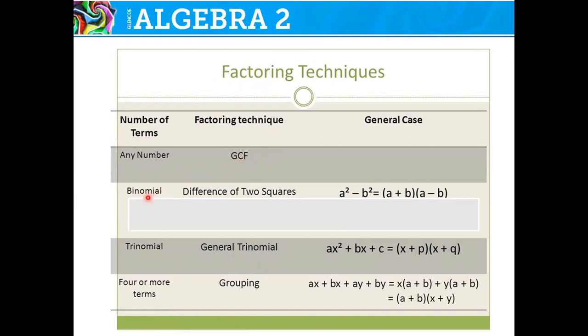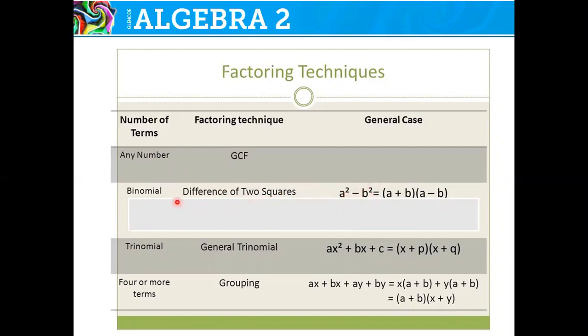Now, if it was a binomial, we check whether it was difference of two squares. Difference of two squares means a squared minus b squared. The first is supposed to be a perfect square, the second is supposed to be a perfect square, and it's minus between them. In this case, I can factor the difference of two squares as a plus b times a minus b. And it's always difference of two squares. There is no sum of those squares. So difference means there's always supposed to be minus between them.